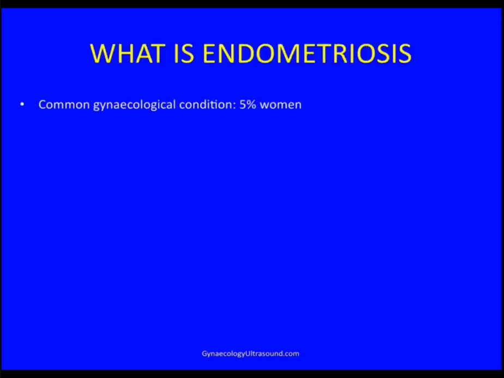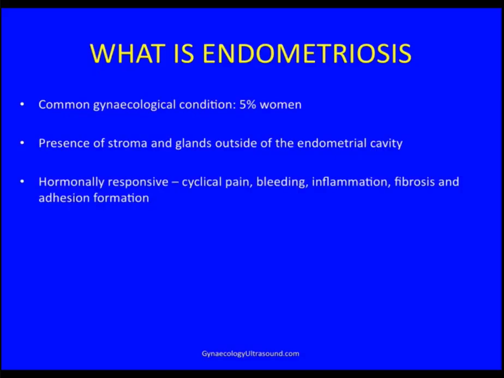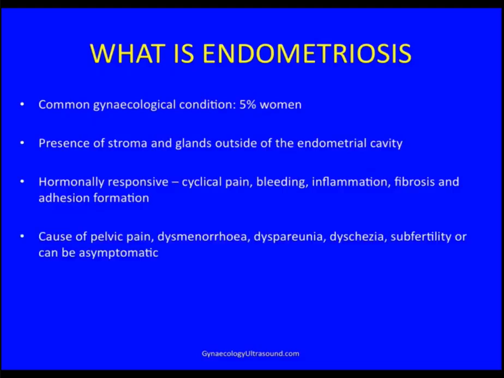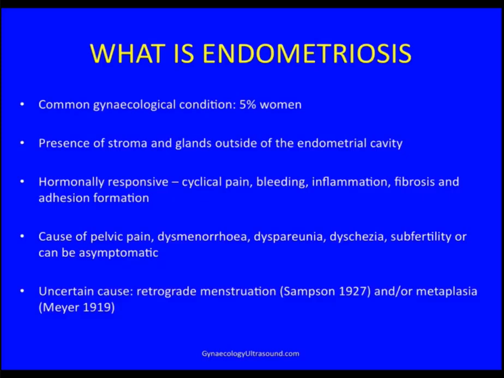Endometriosis is a very common gynecological condition, and it's defined by the presence of stroma and glands outside of the endometrial cavity. These are hormonally responsive, resulting in cyclical pain, bleeding, inflammation and fibrosis, and this causes adhesions. It's a very common cause of pelvic pain, painful periods, painful intercourse, painful opening bowels and subfertility, or it can be entirely asymptomatic. We're still not sure what causes endometriosis.